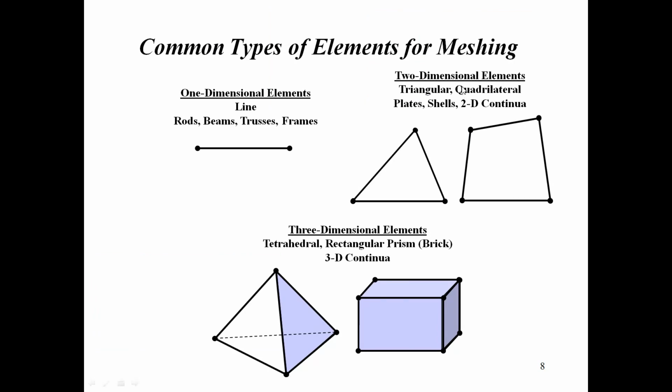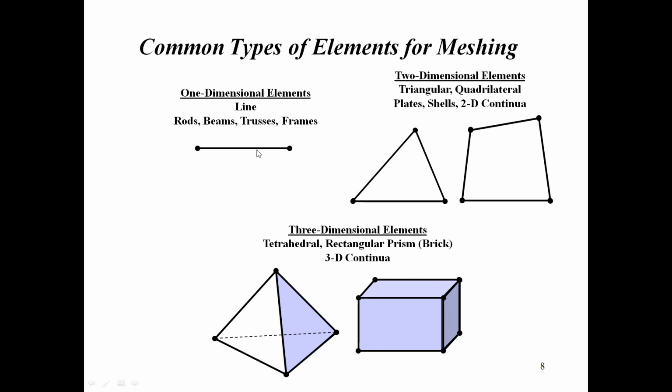Then the common types of element for meshing. Meshing is a very important part of the finite element analysis, because with the selection of the type of element, the result of the component will vary. There are three types of elements used in the finite element method. First is the one dimensional element, which is used for rods, beams, trusses and frames. One dimensional elements have only two nodes. So here you can check that there are only two nodes in the one dimensional element.